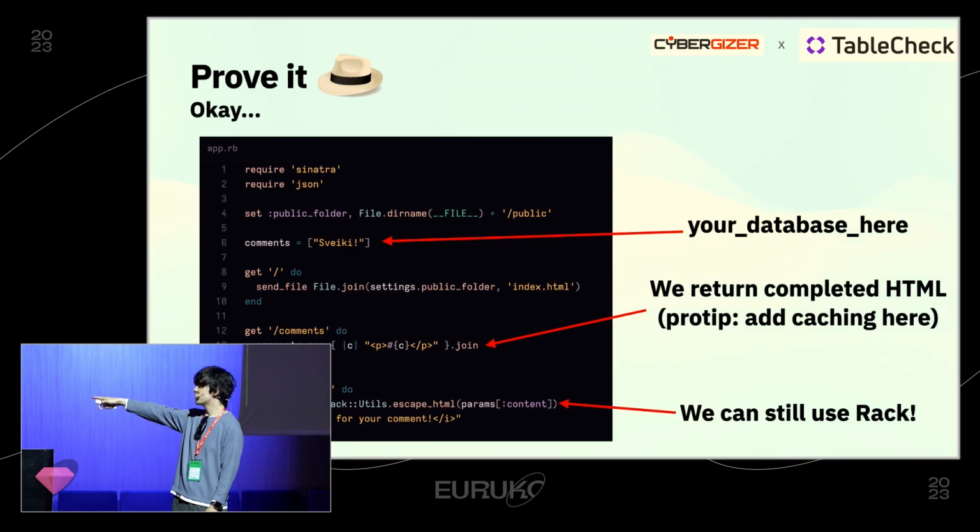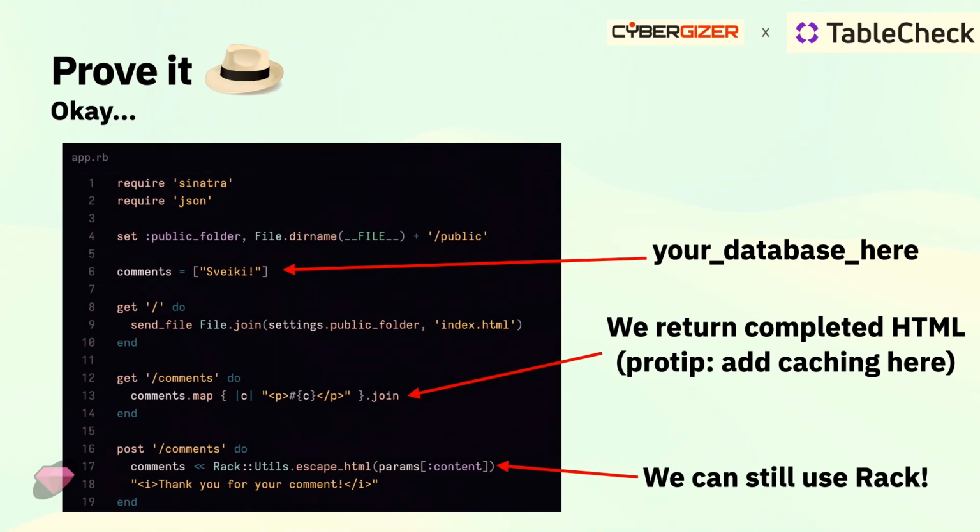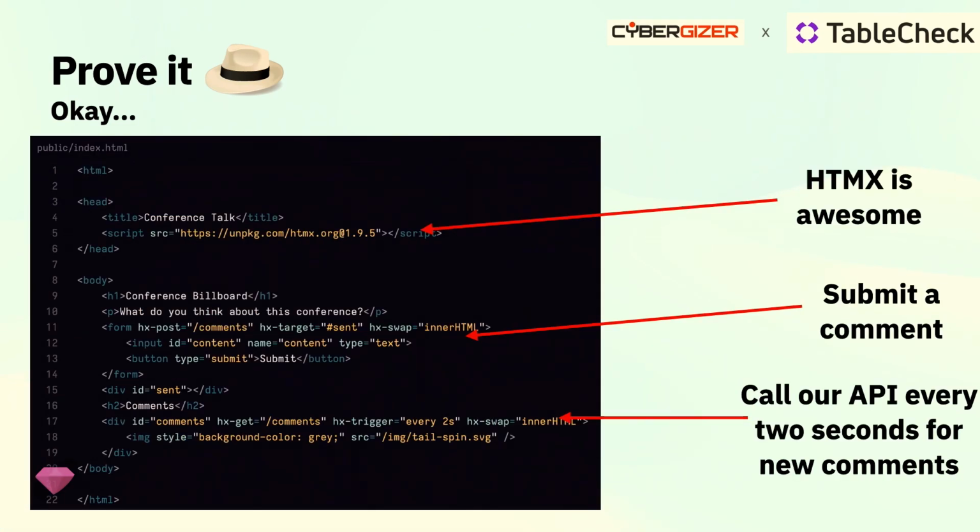And you can see here, we can still use Rack. We have fully blown Rack inside of here, and we can use Utils for escaping HTML. So if someone puts something naughty inside, we can strip it out.